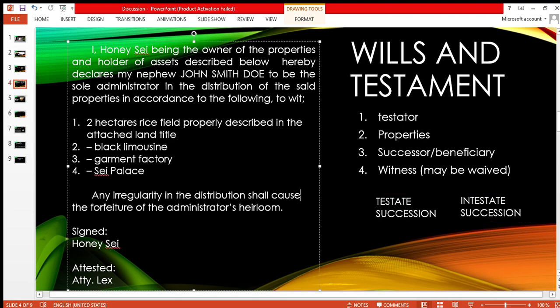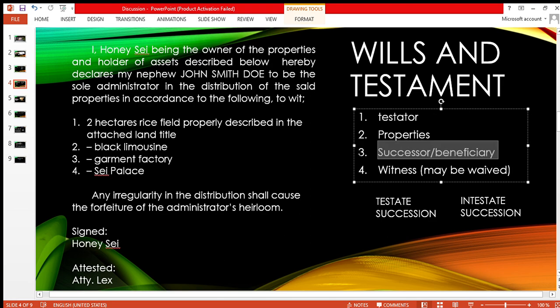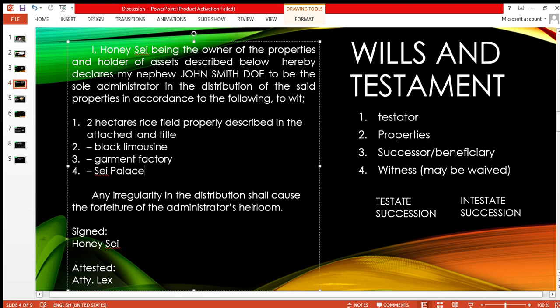Why? There is a will, but the will is incomplete. It did not meet the third element of a will and testament, a valid will and testament. Hence, this will only become enforceable once intestate succession comes into place, where the court will be the one to determine who shall get the 2 hectares rice field, the black limousine, the garment factory, and the Say palace.